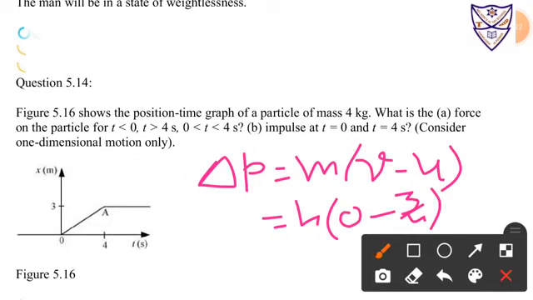So yes, 4 gets cancelled out, and now we are left with minus 3. So that is our change in momentum, which is called impulse, right? So that's it.